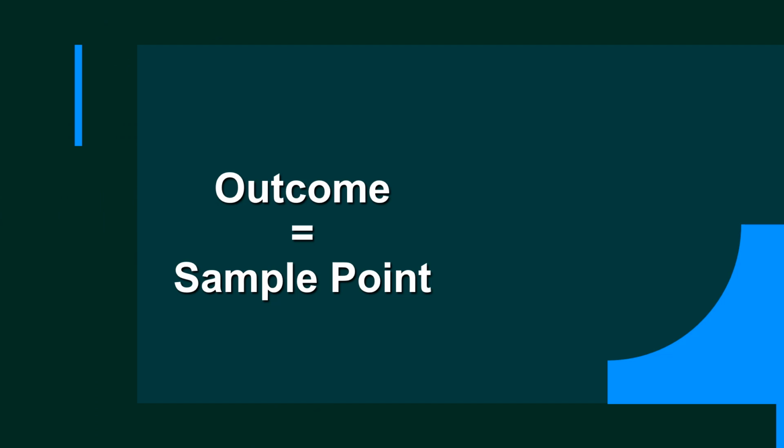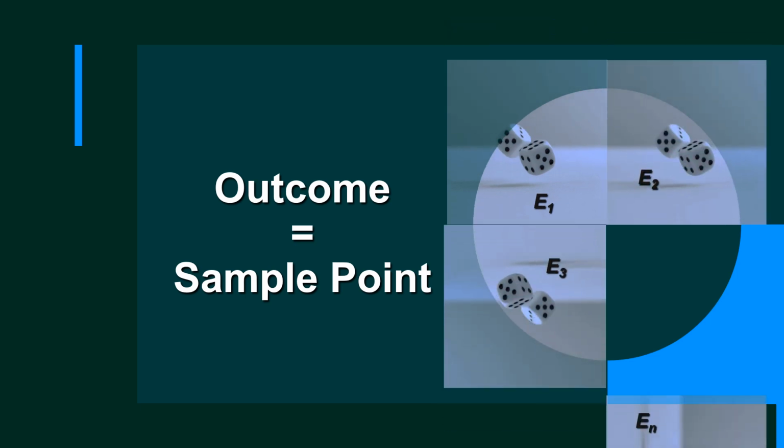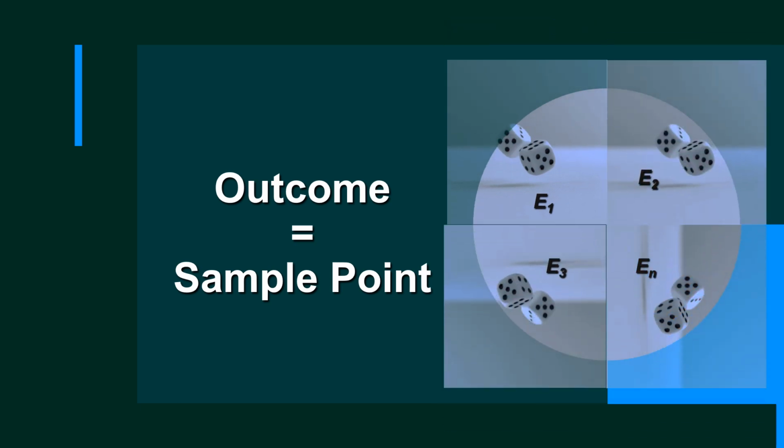Each of these outcomes is referred to as a sample point. So for an experiment with n sample points, you label them as E1, E2, E3 until you end with En. For example, in rolling the dice, you have six sample points, so therefore you have E1, E2, E3, E4, E5, and E6.